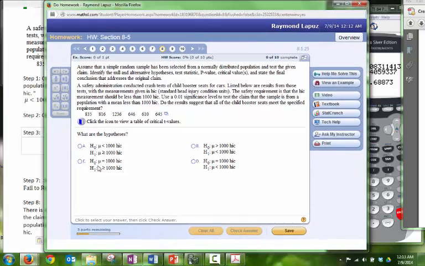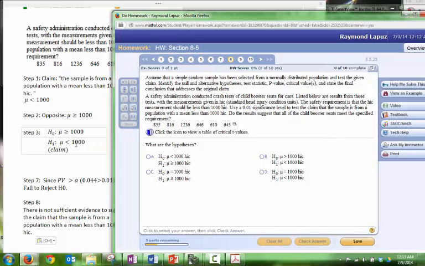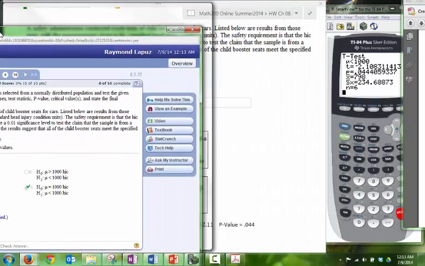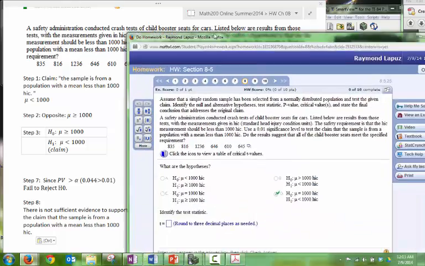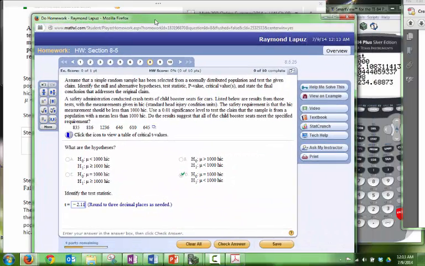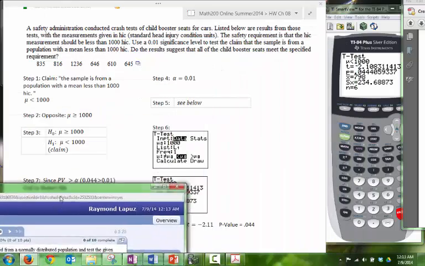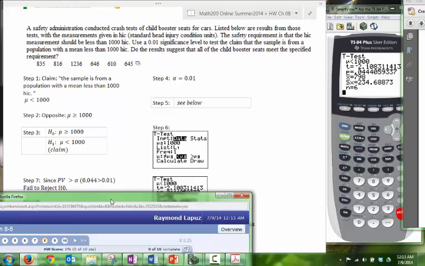Alright, so the alternative hypothesis is a less than symbol. So we look for a less than symbol. There's a couple of them here, but the one where the null hypothesis has to have the condition of equality is D. So let's start with that. Our test statistic, we found our test statistic to be negative 2.11, rounded off to 2 decimal places. Oops, they want 3 decimal places. Let's try that again. Negative 2.108.